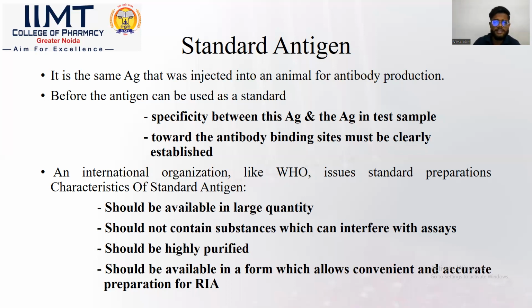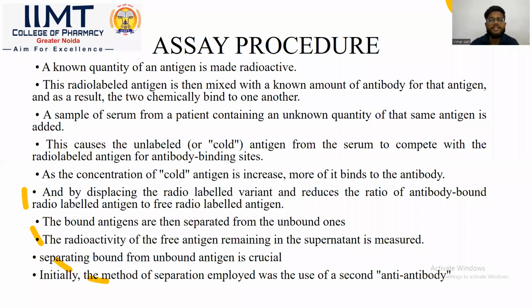So in the next slide, this is the assay procedure. This is the whole procedure through which the assay is performed. The RIA procedure starts with a known quantity of antigen that is made radioactive. Then this radiolabeled antigen is mixed with a known amount of antibody for that antigen, and as a result, the two chemically bind to one another.